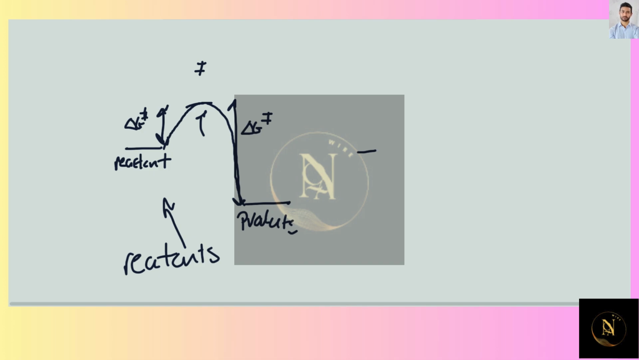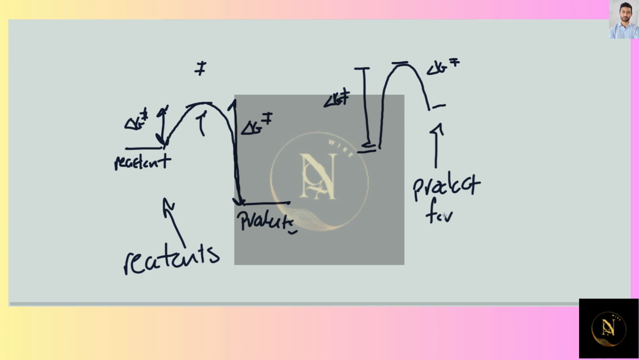we could do the following. Right? Where this delta G double dagger is much larger than this delta G double dagger. In this case, we would have a product favored transition state. Our transition state would look more like the product. Okay, so now let's go through these.